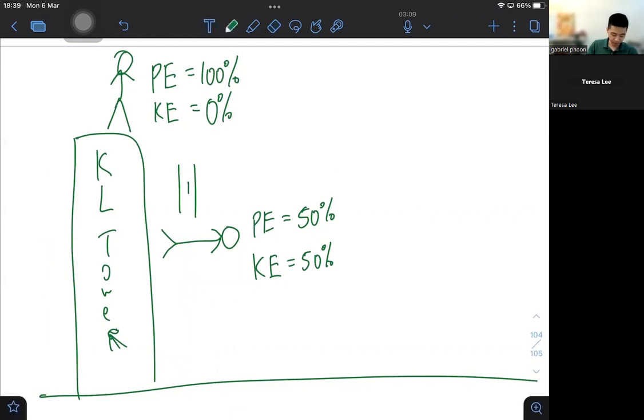Then 0.00001 second before I land onto the ground and meet Satan himself, what happens is I will have lost all my height now. And if I lost all my height here, then obviously my potential energy would be 0% now. And all the potential energy would have been converted into kinetic energy, right?